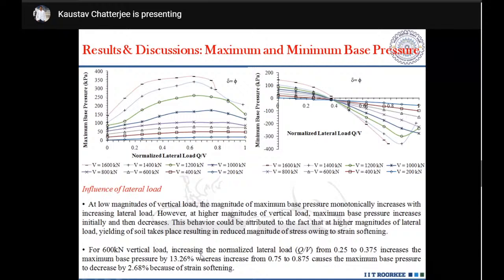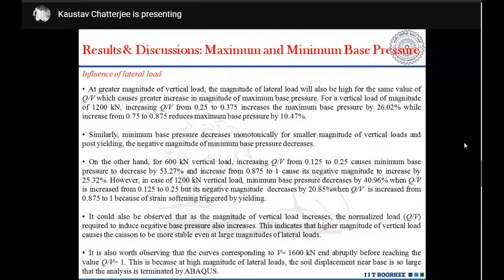For a 600 kN vertical load, as the normalized lateral load increases from 0.25 to 0.375, the base pressure increases by 13.26%, whereas from 0.75 to 0.875, the base pressure increases by only 2.7% because of strain softening. Similarly, for a higher magnitude of vertical load, around 12 kilonewton, similar things are also observed.